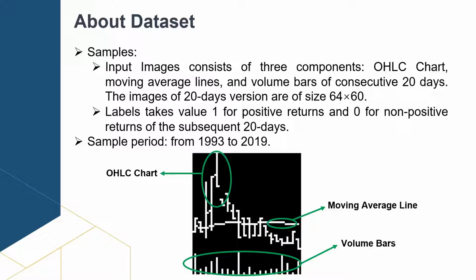So about the dataset we used, here we introduce our samples. The input images consist of 3 components: OHLC chart, moving average lines, and volume bars of consecutive 20 days. The images of 20 days version are of size 64 by 60. And the labels take value 1 for positive returns and 0 for non-positive returns of the subsequent 20 days. The sample period is from 1993 to 2019. So as you can see from the example here, we have pointed out all the components of this input image.